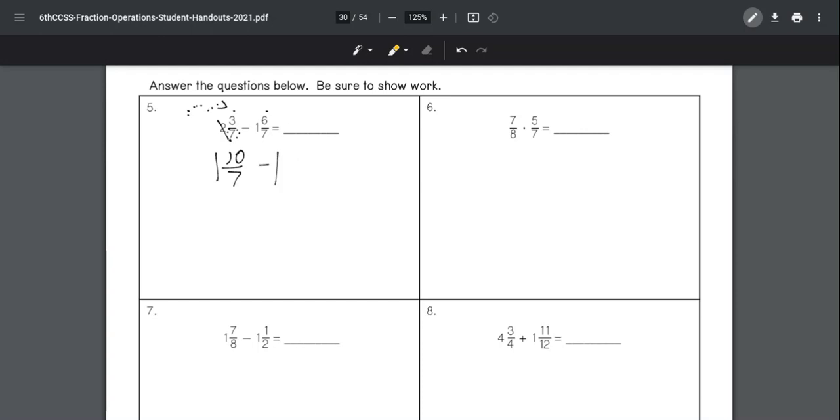Minus, keep your second fraction, 1 6/7. Now, our bottoms match. I can do 10 minus 6, so we're good to go. 10 sevenths minus 6 sevenths is 4 sevenths. 1 minus 1 is 0. So your final answer was 4 sevenths. You have to get an improper fraction here so that it's bigger number minus smaller number.